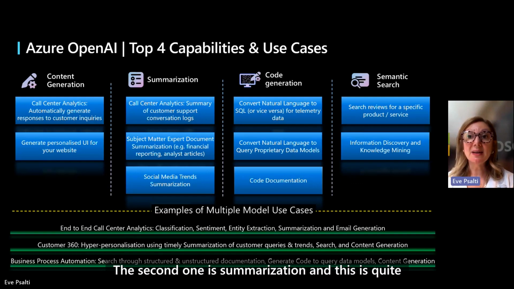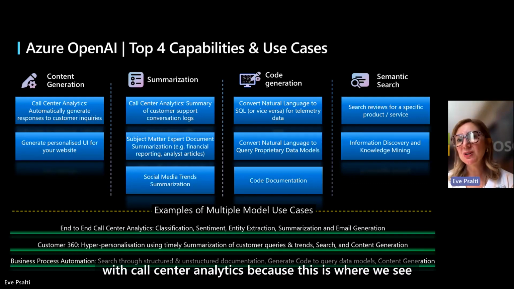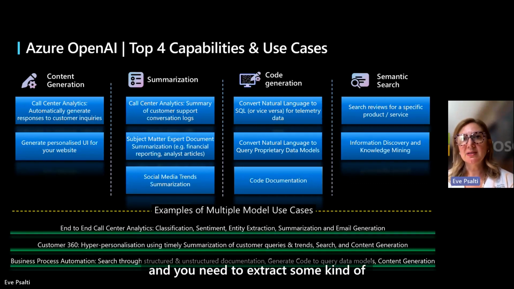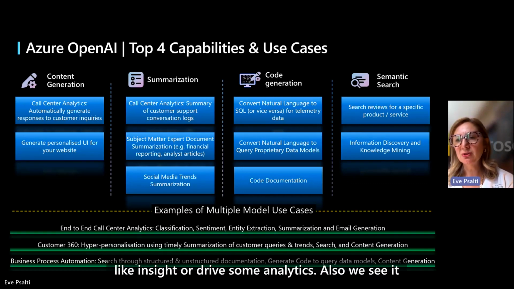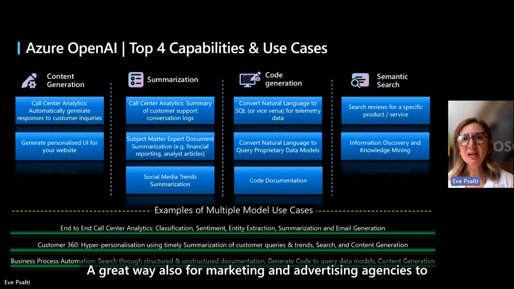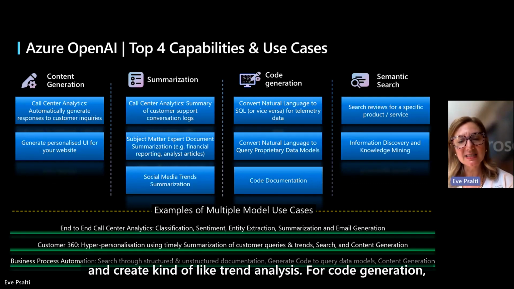The second one is summarization, and this is quite popular as well. It's really associated in many cases with call center analytics, because this is where we see lengthy and long conversational logs that need to be summarized, and you need to extract some insight or drive some analytics. Also, we see it a lot with analyst reports and financial documents. It's a great way for marketing and advertising agencies to process a lot of different social media information and create trend analysis.